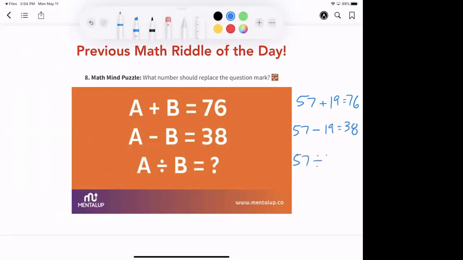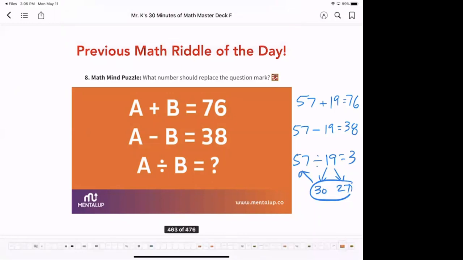57 divided by 19 is 3. And just to double check our thinking about that, 3 tens would give us 30, and 3 nines would give us 27, and together that gives us 57. All right, well done, folks, who were able to solve that one.